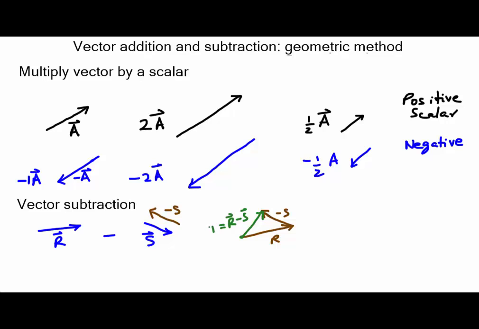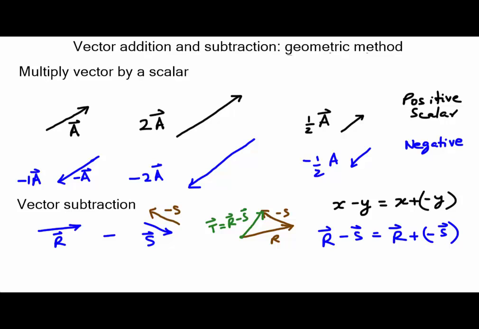So let's call that vector t. You're familiar with the algebra trick where if I want to do x minus y, that's the same as x plus -y, which is the same trick we used here in subtracting vectors. We simply stated that vector r minus vector s is the same as vector r plus -s. And since we know that multiplying by -1 simply reverses the direction, and we already know how to do vector addition, we also now know how to do vector subtraction.